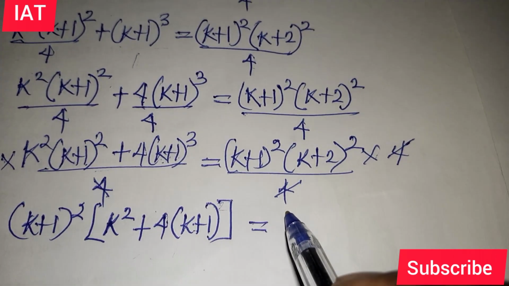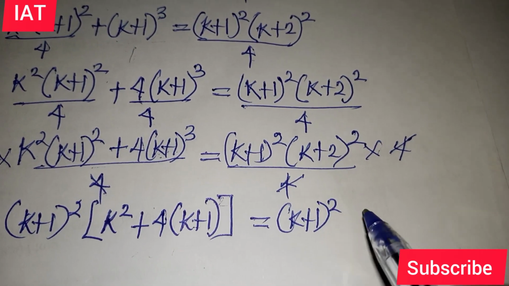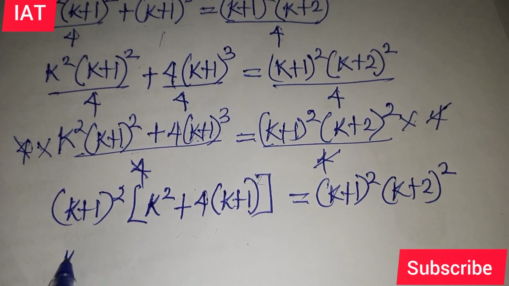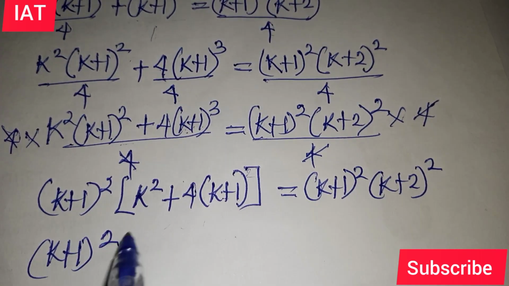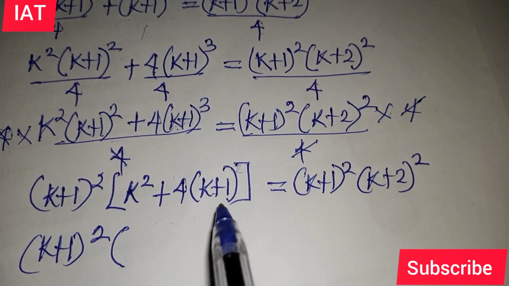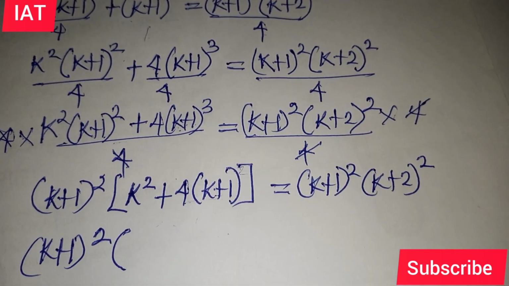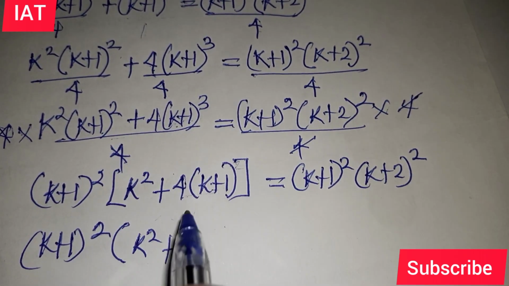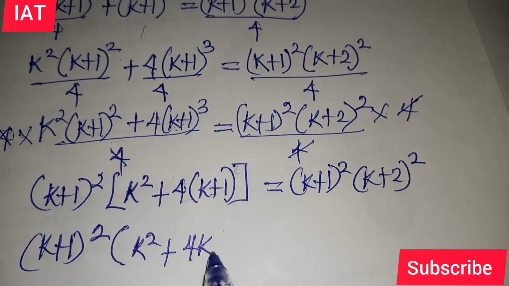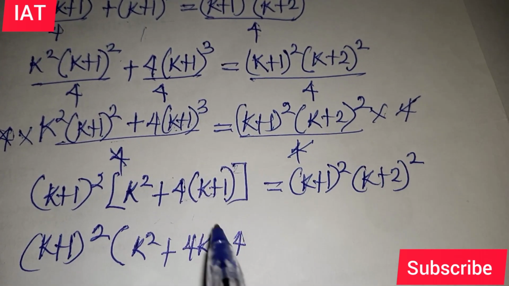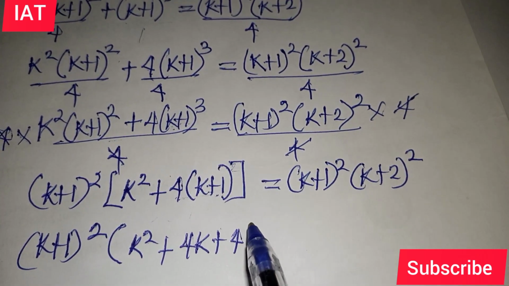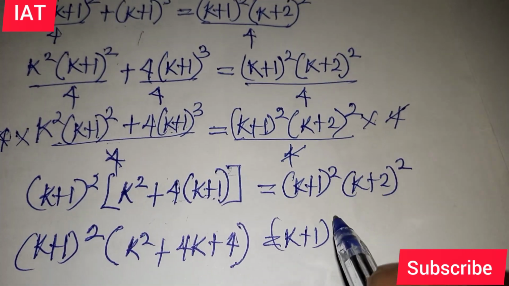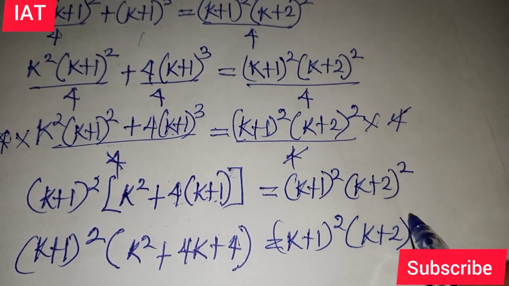This will be equal to the same thing we're having at the left hand side, (k plus 2) all squared. So here we have (k plus 1) all squared. In this bracket, we will need to distribute this 4 across the first and second term in this bracket. So k squared plus 4 times k will give us 4k, plus 4 times 1 will give us 4. So we've distributed this 4 across those things in the bracket. So this will be equal to (k plus 1) all squared into (k plus 2) all squared.